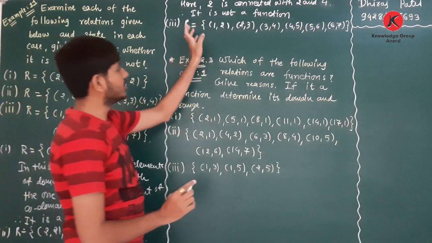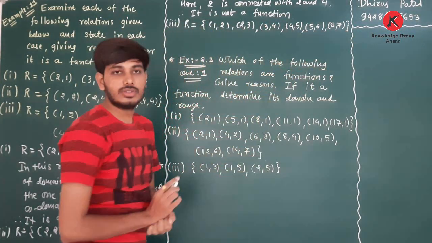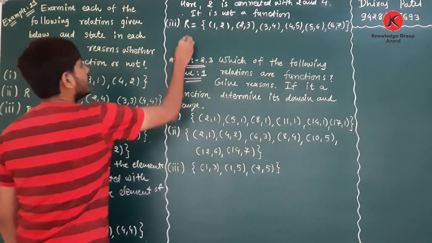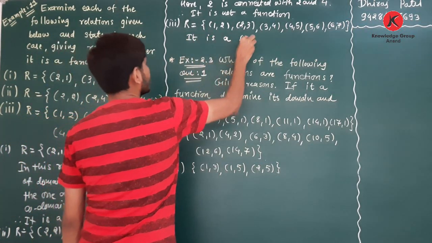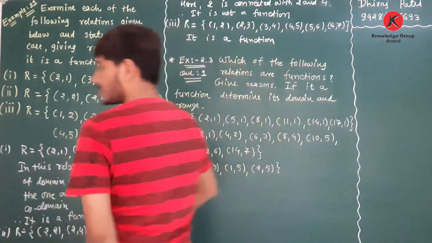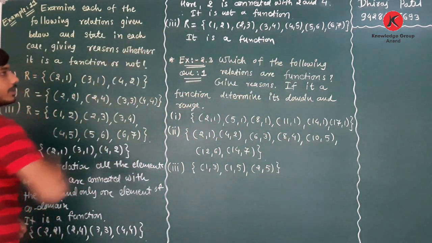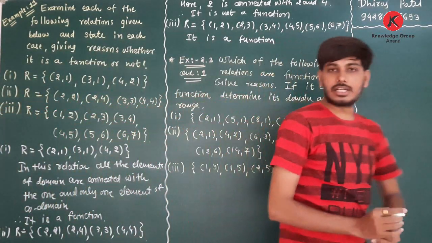Did you see? Is there any other ordered pair possible for 1? Same way, is there any other for 2? For 3, no. Nothing. Therefore we can say that it is a function. A function it is. If you have to give a reason, this is the reason. Okay, you have to write down this reason here. It is a function. Now we are going to discuss the next question.